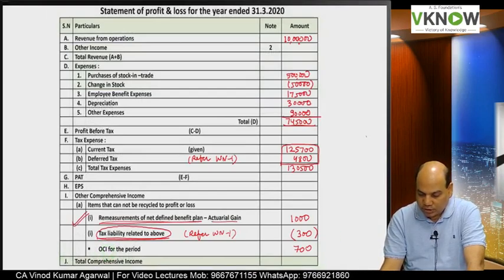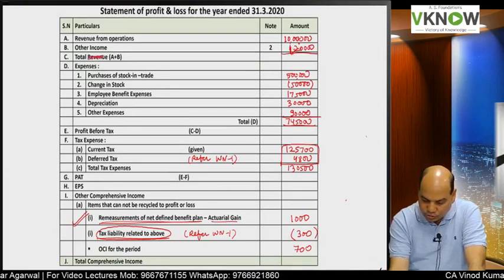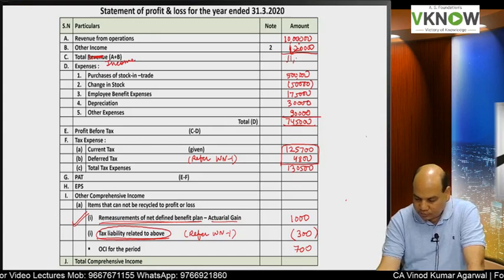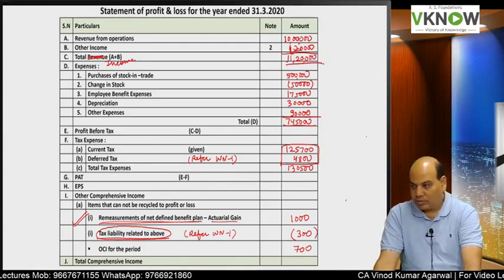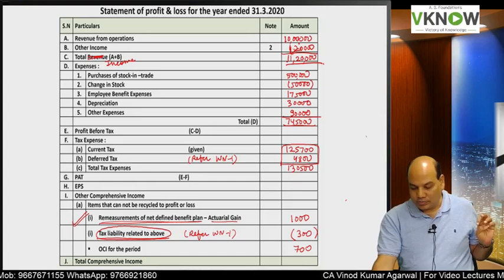P&L account, second line, other income 1,20,000 here first, and total revenue, you just make it total income 11,20,000. This small change was made in the amendment, that don't write total revenue, write total income.